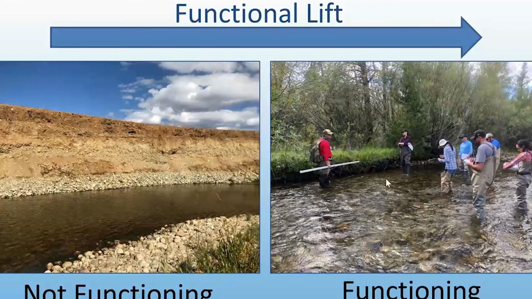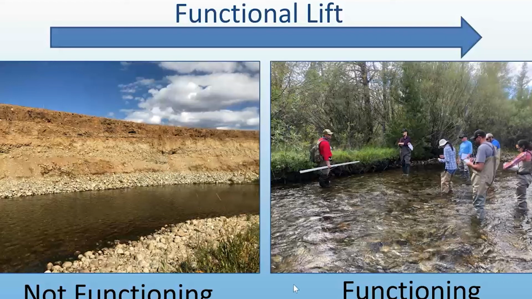So on the other end of the spectrum, this would be a functioning outside bend. And your BHR, bank height ratio, here is low, with high near bank stress. So from a functional lift perspective, if you could go from this to this, the tool would capture that lift. Or if you went from this to this, the tool would capture that loss.